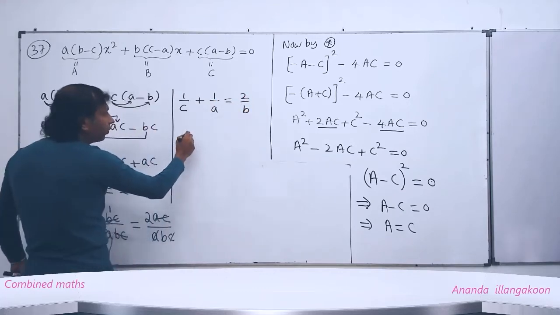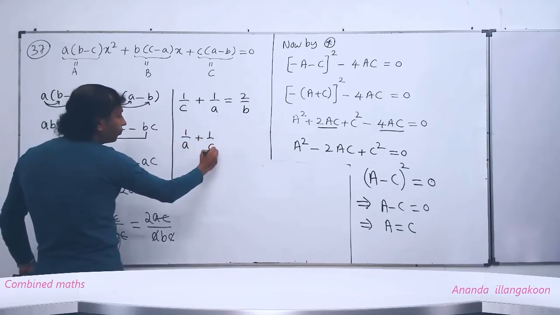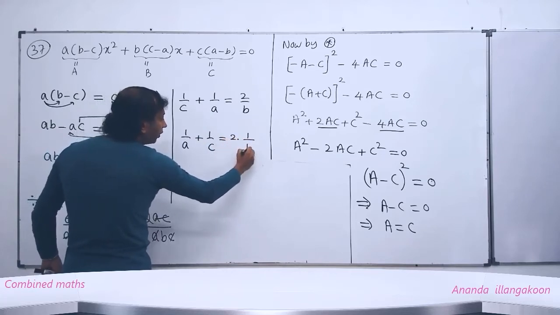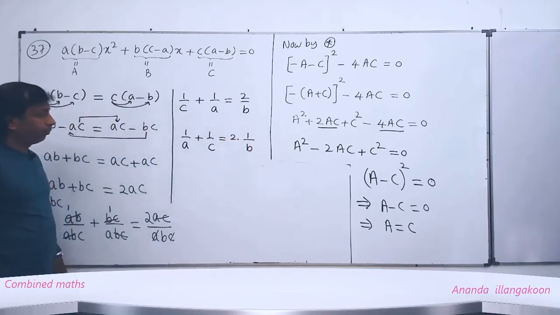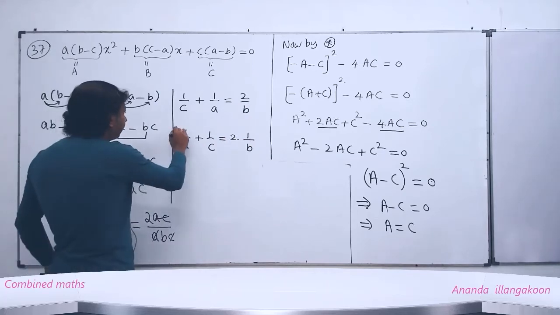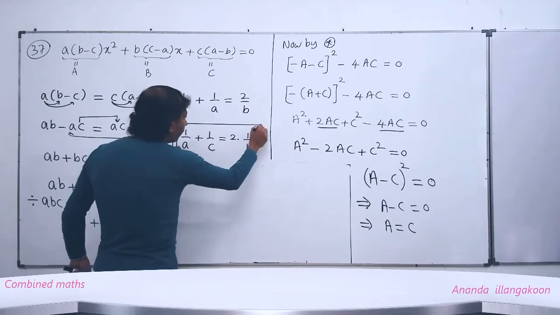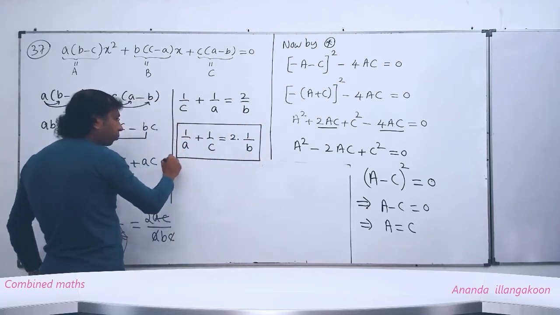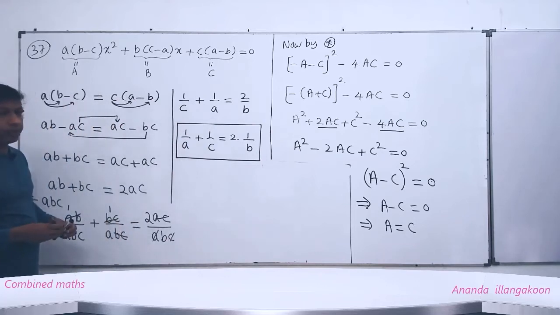Then the same thing I can write as 1 upon A plus 1 upon C. This 2 upon B I write, people, as 2 times 1 upon B like this. Okay, this is the result we get at last.